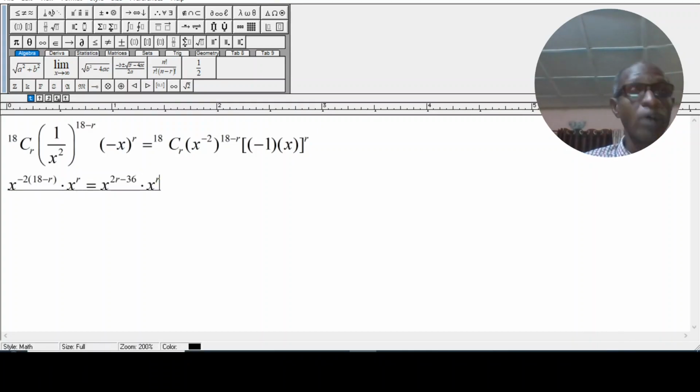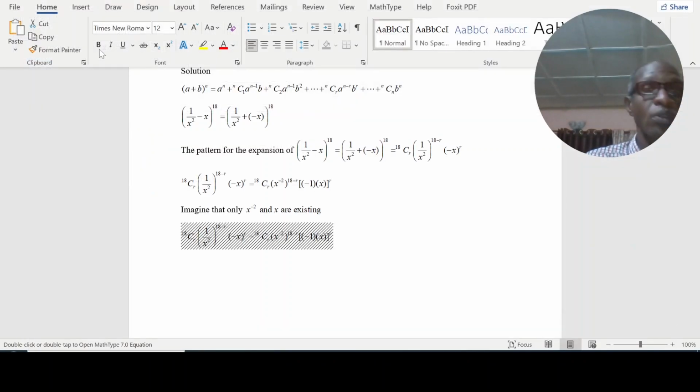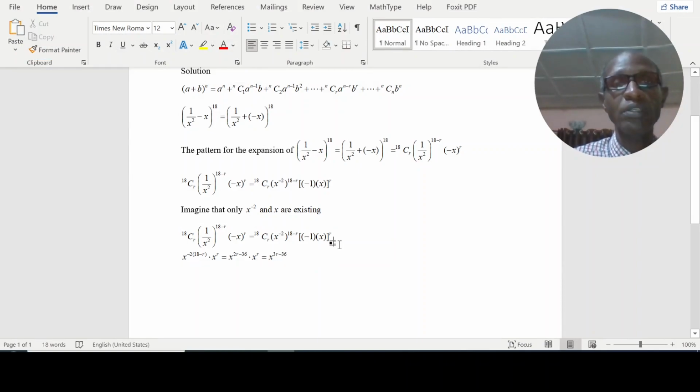X raised to power of r. So that is it. So what we have here is, now you have something of this nature. So we can have 3r, following the law of indices. When we have two indices being multiplied together, they have the same base, so just add the powers. So we have 3r minus 36. So now we have this. This is what we have.